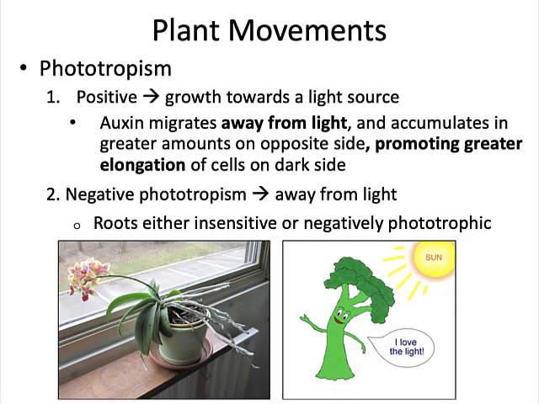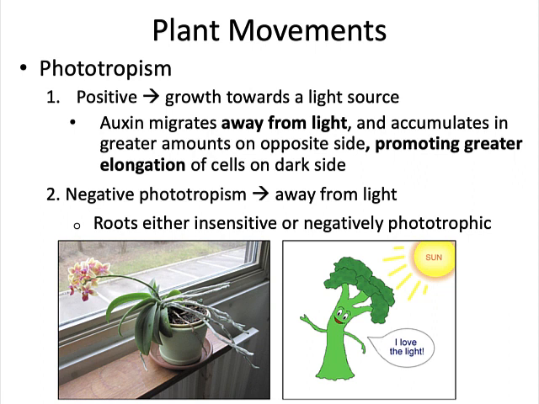The first plant movement that we need to learn is phototropism. Phototropism refers to growing towards or away from the light. Positive phototropism is growth towards a light source. This occurs when auxin migrates away from light, and it accumulates in greater amounts on the opposite side, promoting a greater elongation of cells on the dark side, and thus pushing the plant tissues and organs towards the light.